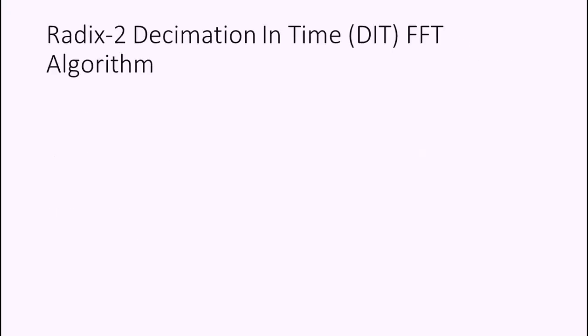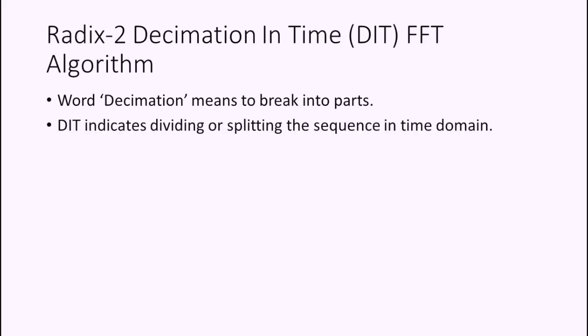Now we go to Radix-2 decimation in time, or DIT, FFT algorithm. Decimation means to break into parts. Here DIT indicates dividing or splitting the sequence in the time domain. If we use DIF, then we are dividing or splitting the sequence in the frequency domain.